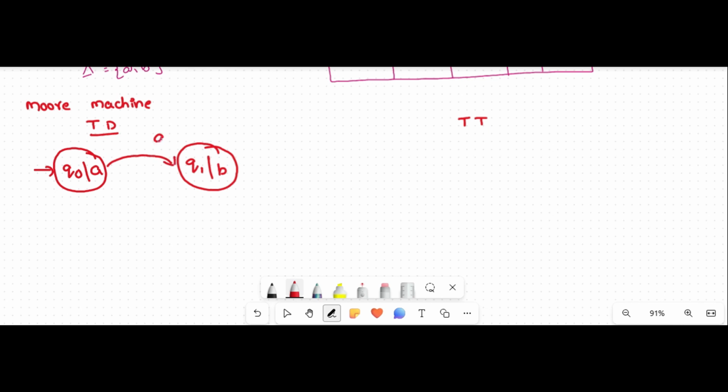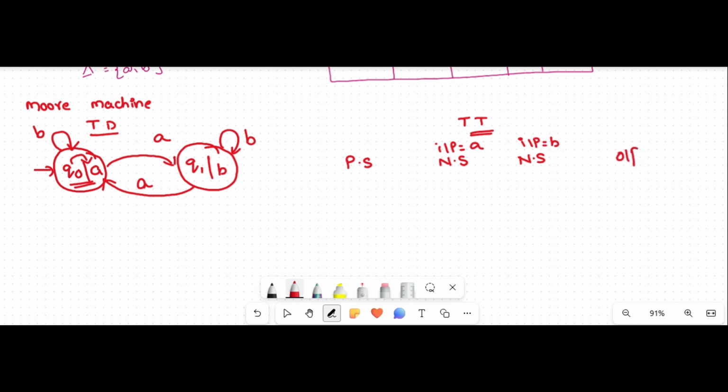Okay, now I am writing the transitions. Q0 with A going to Q1 state. Q0 with B going to Q0. Q1 with A going to Q0. Q1 with B going to Q1 itself. This is an example. Now see, here we have represented that this state is generating the output. Now how will we represent the transition table? So present state, then next state, input equal to A, input equal to B, and the output.